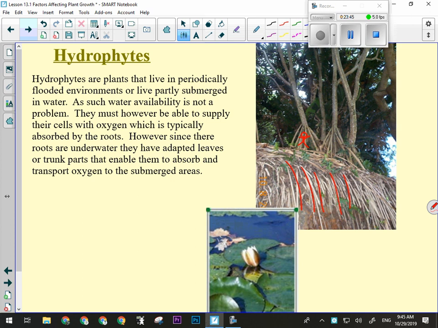Or they can just have their roots anchor them and actually absorb everything through their leaves. Lilies, water lilies in particular, are able to do that. They're kind of a semi-aquatic plant.